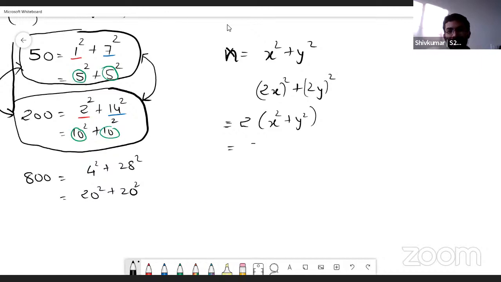Okay, I made a mistake there. No problem. 2 squared is 4, so 4n would come. So exactly. Very nice.